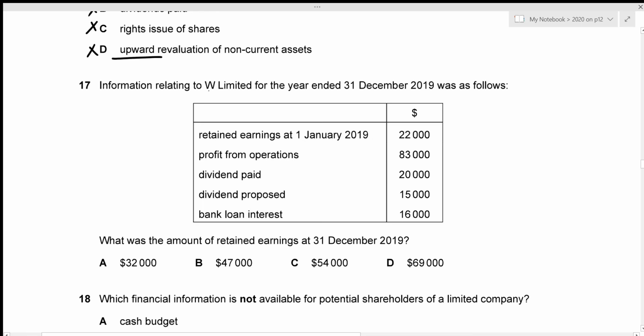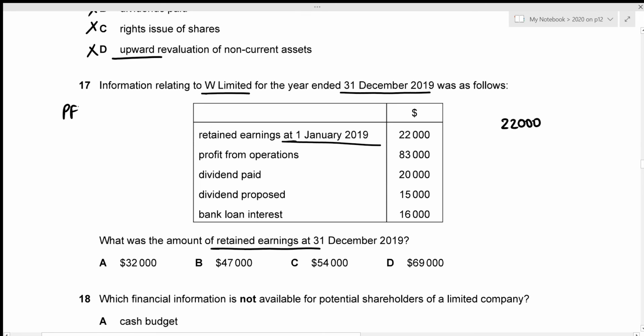Information relating to W Limited for the year ended 31st December 2019 was as follows. Now we need to figure out the amount of retained earnings at 31st December 2019. Okay, let's start with our opening balance, which is the retained earnings value at 1st January 2019. That's 22,000. Then we have profits from operations. So remember that in our retained earnings, we do not add profit from operations. We actually add the profit for the year, right?